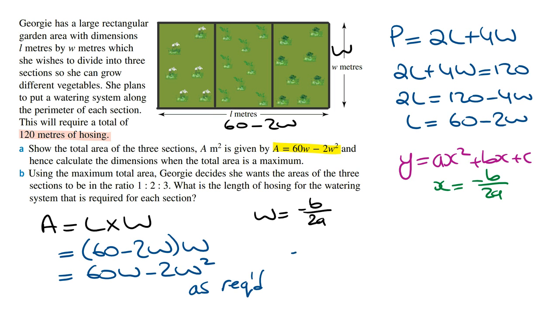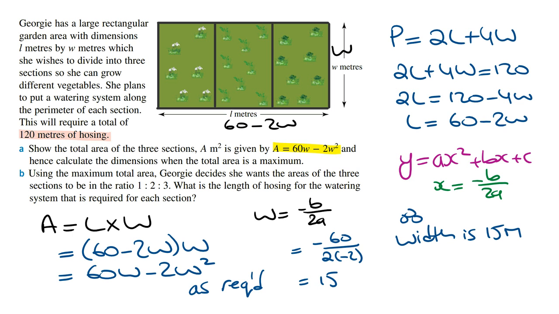And so subbing in these values, we're going to get minus 60 over 2 times minus 2. The 2 negatives will cancel, and then we'll have 60 divided by 4, which is equal to 15. And so when the width is 15 meters, we're going to get the maximum area. And so finally, answering this question, the dimensions of the garden for the maximum area is going to happen when the width is equal to 15 meters.